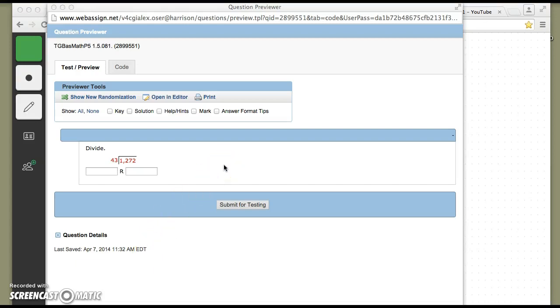Alright guys, so this is going to be the second problem we're going to take a look at. This was problem number 34 on the homework, and it's just one of the division problems that we had. And I think the majority of us that struggled with this problem struggled because of the remainder.